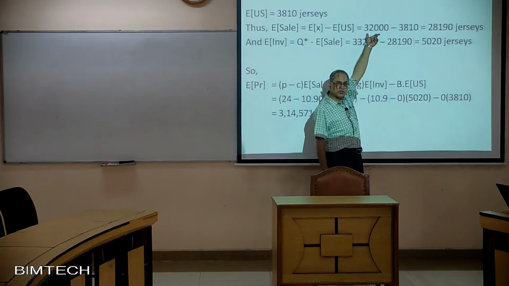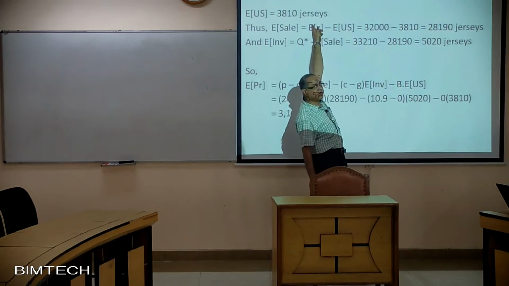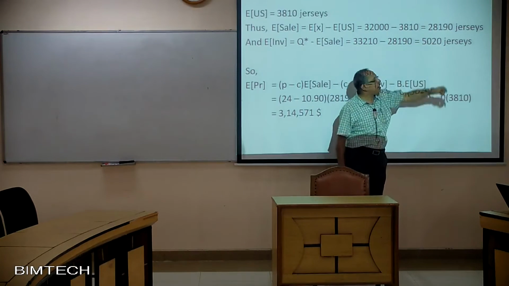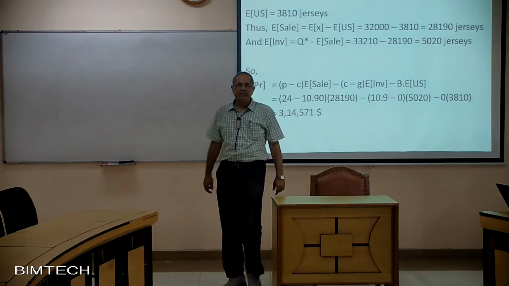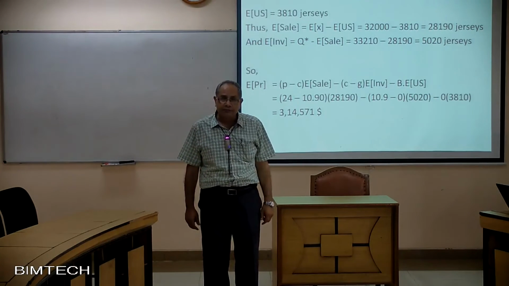Expected demand is 32,000, given. Unit short, 3,810, we have already calculated, and therefore 28,190 jerseys is the expected number of jerseys that we will sell. Okay.